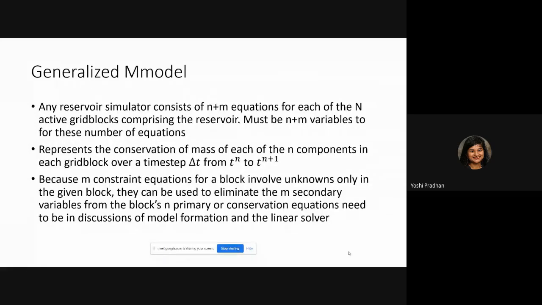Because the m constraint equations for a block involve unknowns only in a given block, they can be used to eliminate the m secondary variables from the blocks and the primary or conservation equations, as needed in discussions of model formulation and the linear solver.